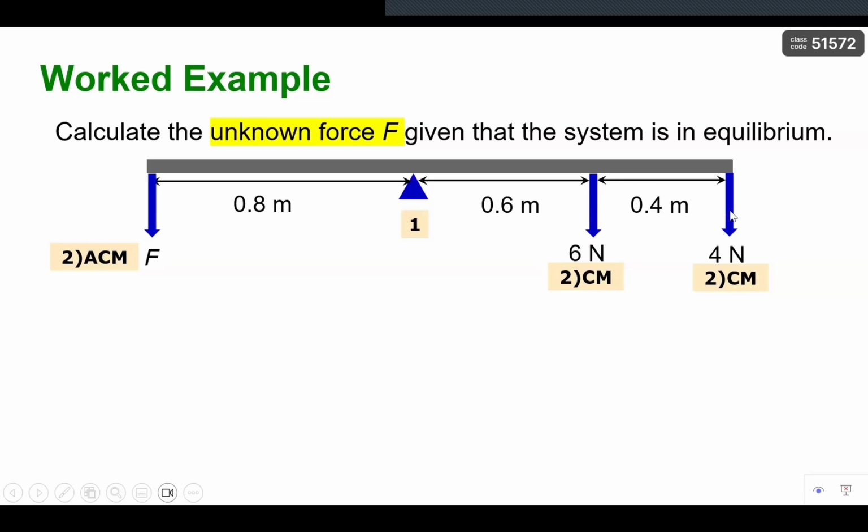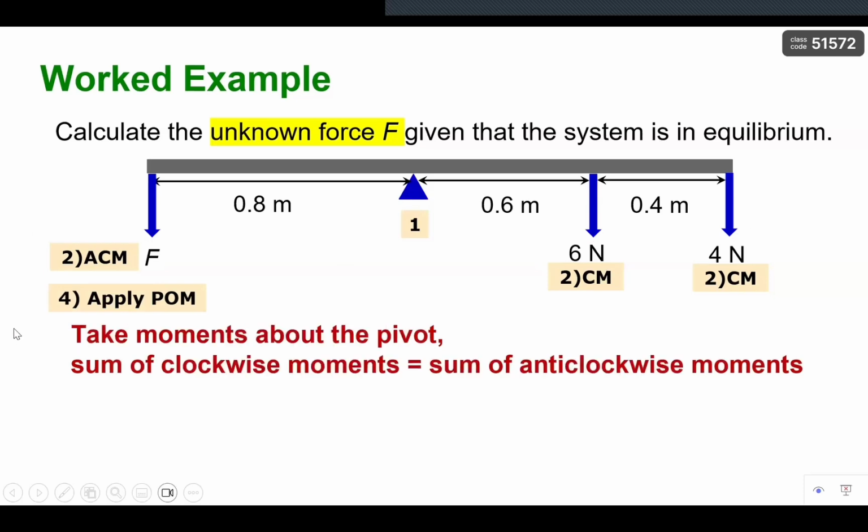So this one you just think in your head. Okay, then after that, I move on to step number 4, apply the principle of moments. I obviously need to write this statement. Before you need to think of anything, just write this statement. Taking moments about the pivot, the sum of clockwise moments equals the sum of anti-clockwise moments.